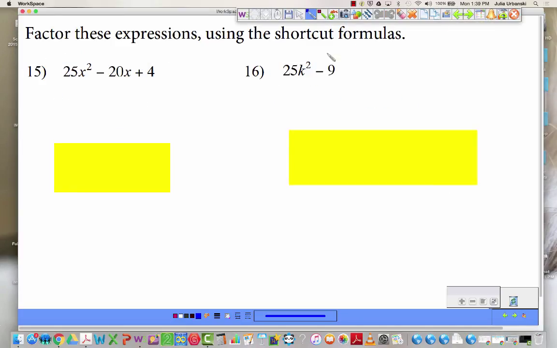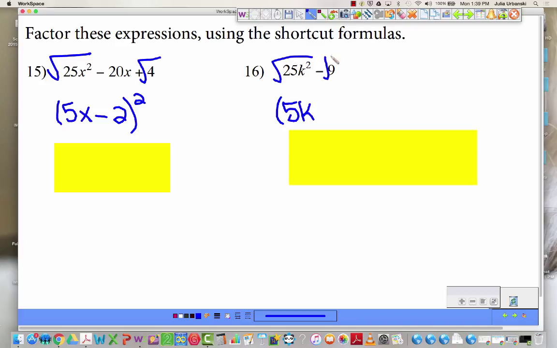And the last two, the square root here is square root of 25x squared is 5x. Square root here is 2. The middle term is minus, so you make it minus and you square it because there was a middle term. Here we go with 5k, and here we go with 3. It's negative, but since there's no middle term there, I can't square it. I have to multiply it by the same thing with the opposite sign.